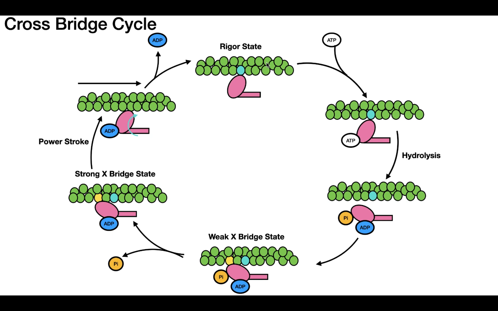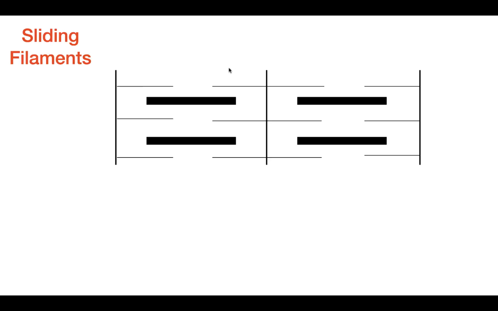So now that we know how contraction occurs, let's talk about how the contraction affects the sarcomere itself. So this right here is a visual representation, a very simplified visual representation of two sarcomeres. So just for repetition, let's label each of these parts. So these lines are the Z lines. This right here is the thick filament.